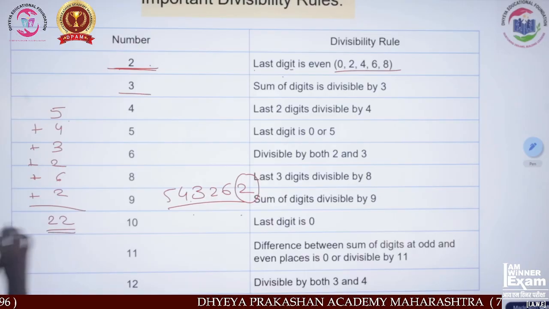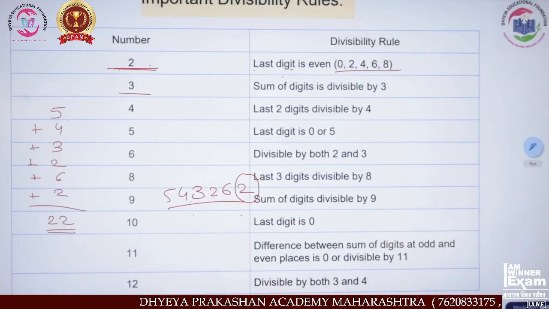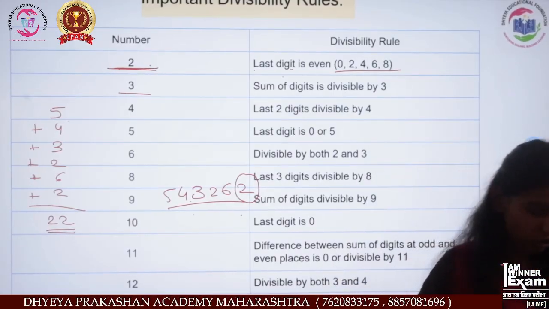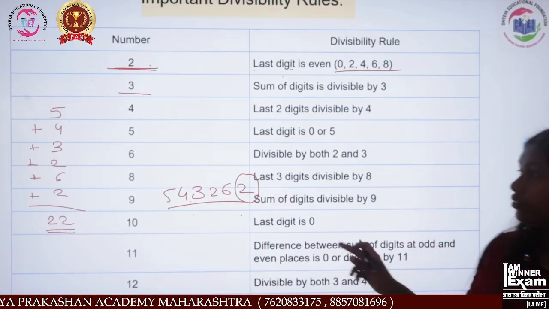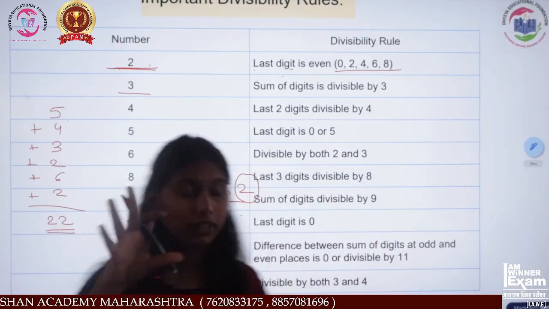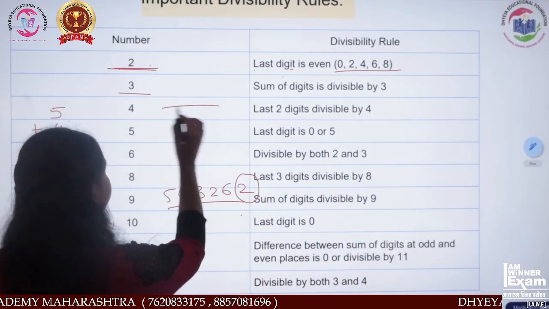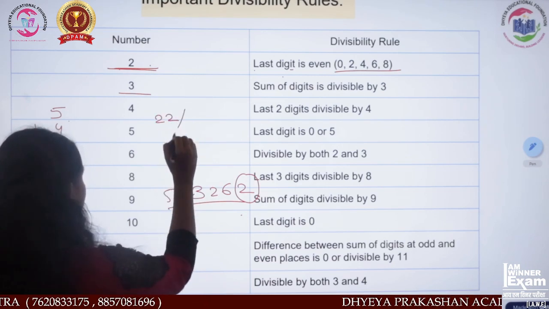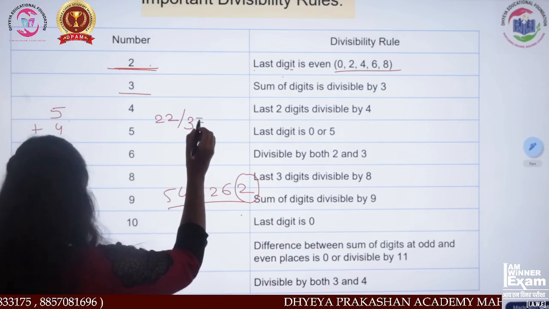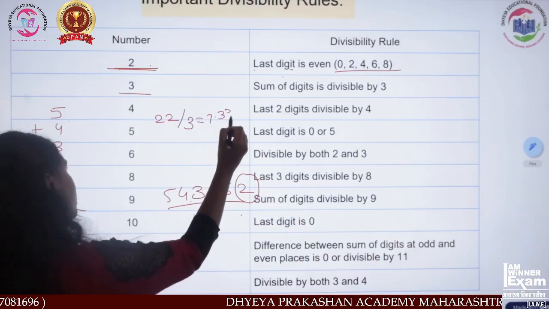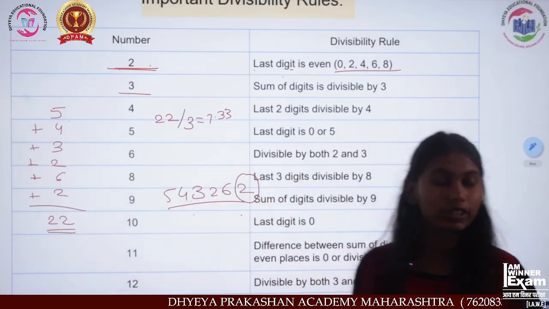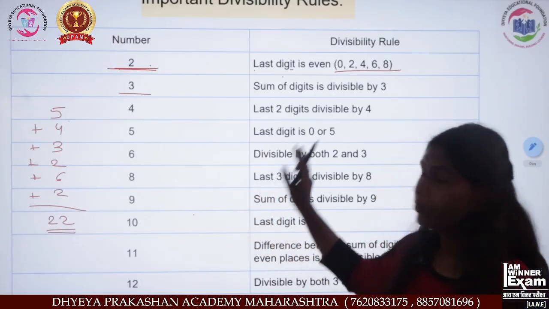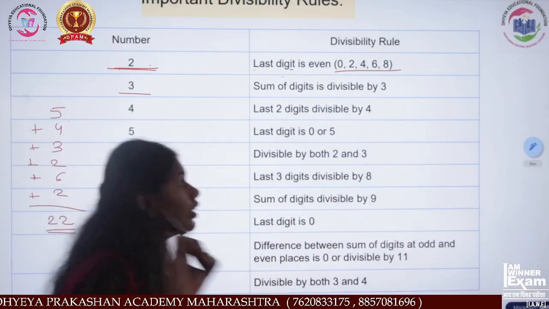Now you have to check whether the number 22 is divisible by 3 or not. If you divide 22 by 3, you will get the answer 7.333 something. So it is not divisible by 3.